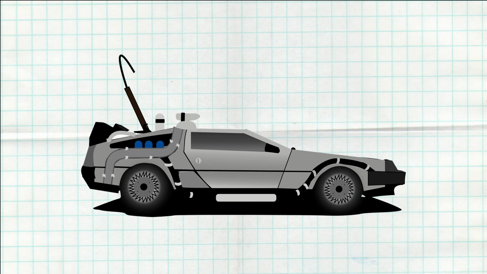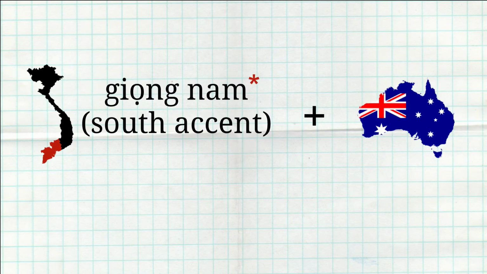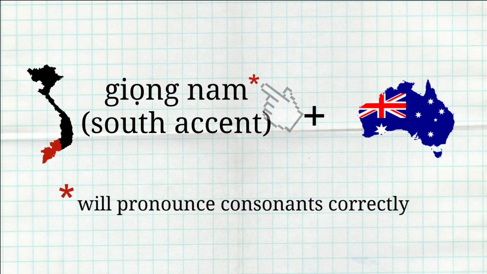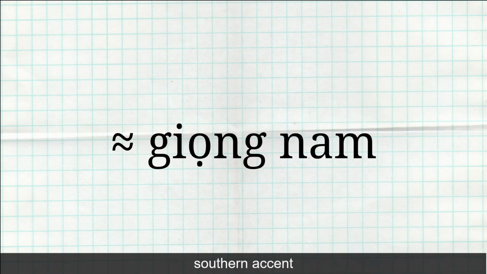In future lessons, unless otherwise stated, I'll be using Giọng Tây, which for me, you can probably guess is a fusion of Giọng Nam and the Aussie accent. But I'll make sure to pronounce the consonants correctly, with the exception of X and S, which I won't differentiate. To make things easy, I'll just be referring to my accent as Giọng Nam, but you'll know what I mean.